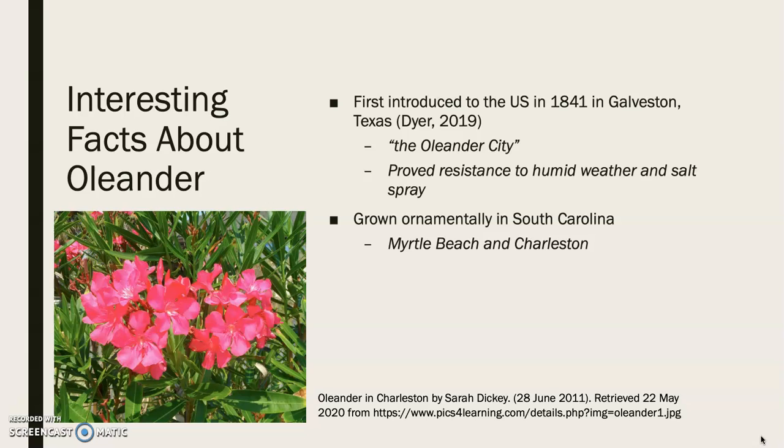Oleander is actually grown ornamentally in South Carolina. You mainly find it growing in the coastal regions. It is popular in Charleston and Myrtle Beach. Oleander likes the humidity and saltiness of the air, so it is a perfect plant for the coastal areas.